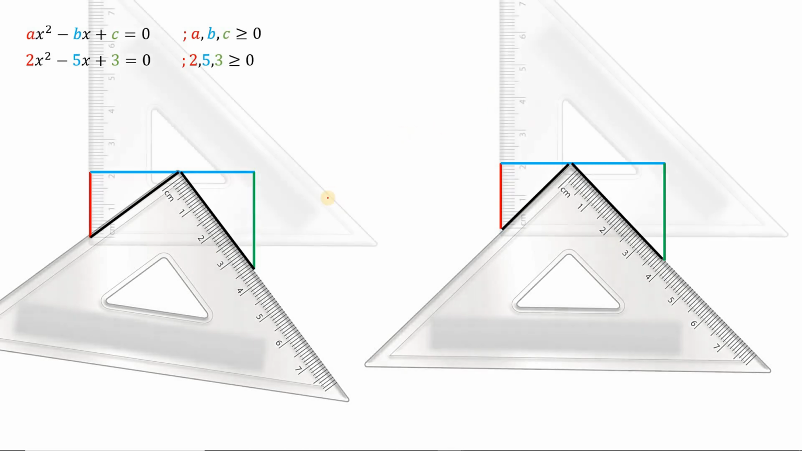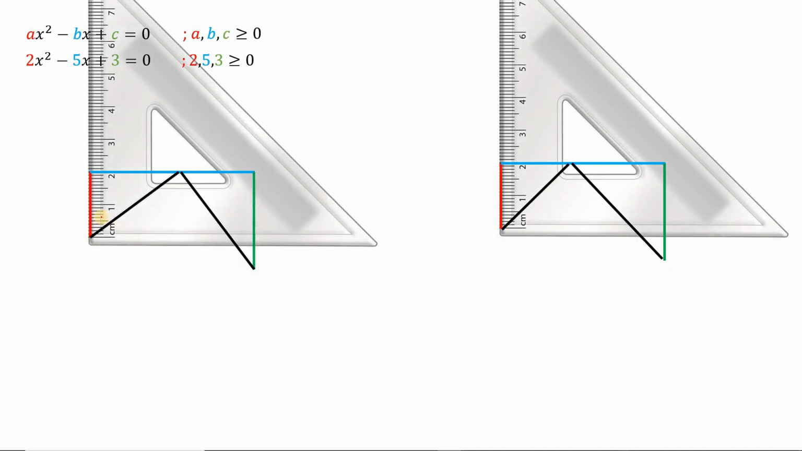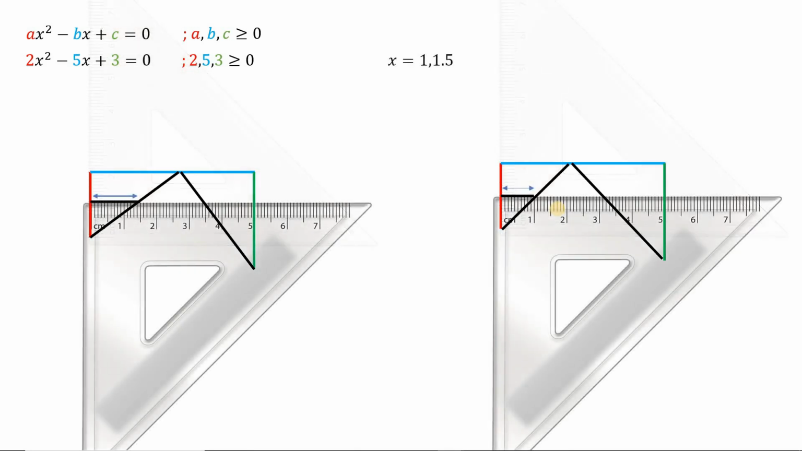Then we again go to the red line and mark a point at a distance of 1 unit from the end. And here also we mark a point at a distance of 1 unit from the end. Then we draw a horizontal line starting from this point to the black line, like this and like this. Then at last we measure the distance of this horizontal line, which will give us the result.